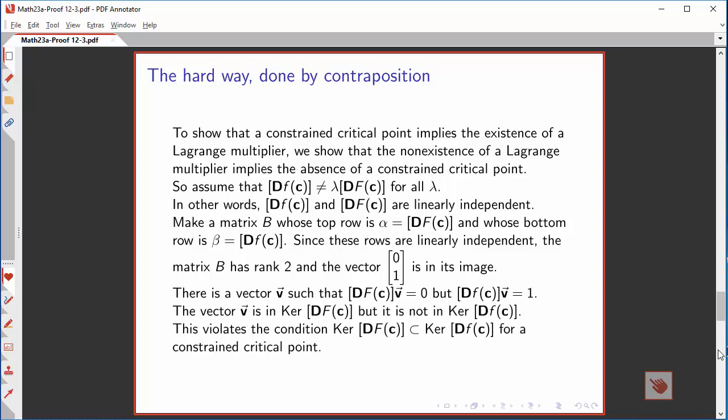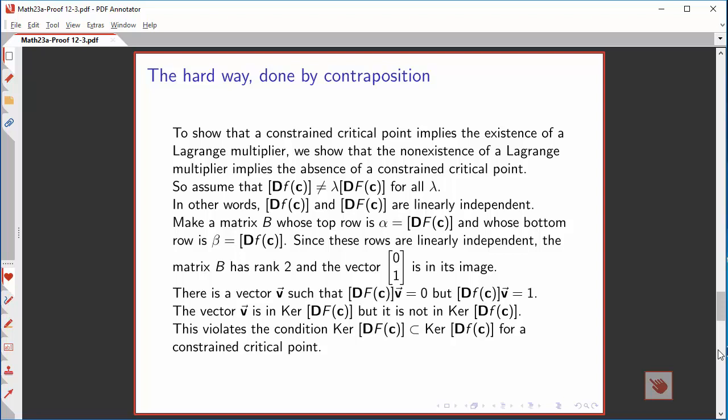So what have we got? We've got a vector that's in the kernel of d capital F. It's in the tangent space, but it's not in the kernel of d little f. And that violates the condition for a constrained critical point, because we know that the condition for a constrained critical point is that the kernel of d capital F must be a subspace of the kernel of d little f. If a vector is in the tangent space, it must also have the property that d little f acting on it gives 0.